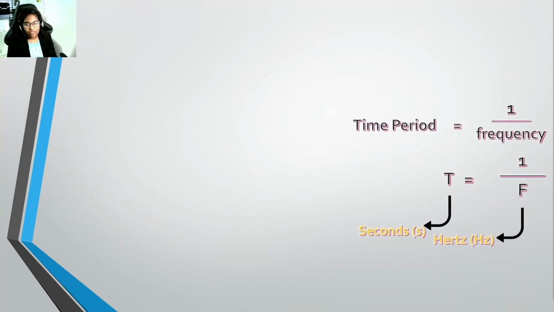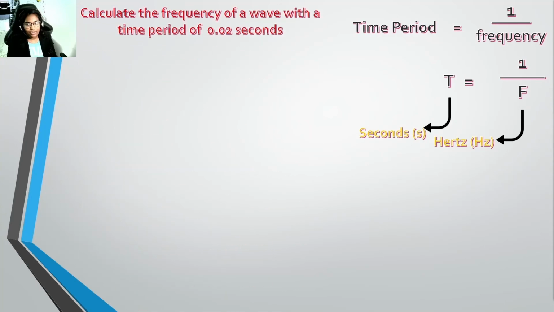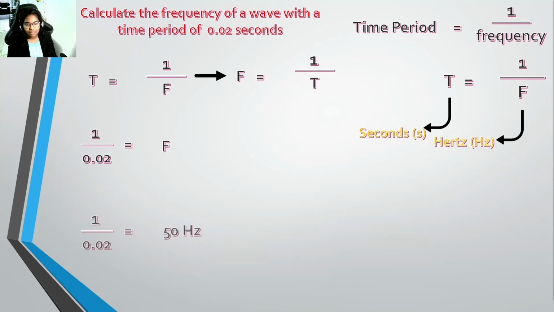Calculate the frequency of a wave with a time period of 0.02. So first, let's get our equation. Now for this question, we will need to find the frequency, which is the given time period to do this. We will have to rearrange the equation into frequency equals 1 divided by the time period so that the f is alone on one side. Now we substitute the values to get 1 divided by 0.02 equals f. 1 divided by 0.02 is 50, so the frequency of the wave with a time period of 0.02 seconds is 50 Hz.